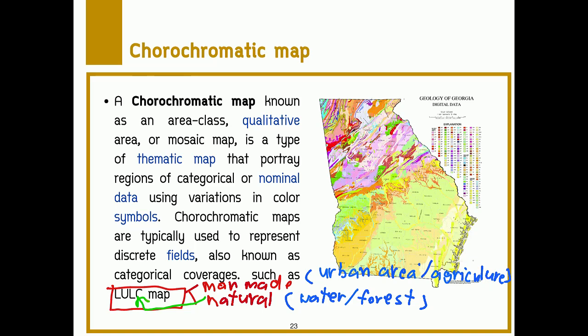So this one is an example of a chromatic map, and you can see from the symbol. We assign the color according to the categories of the features, right? So for natural, you can assign, like, a forest color.